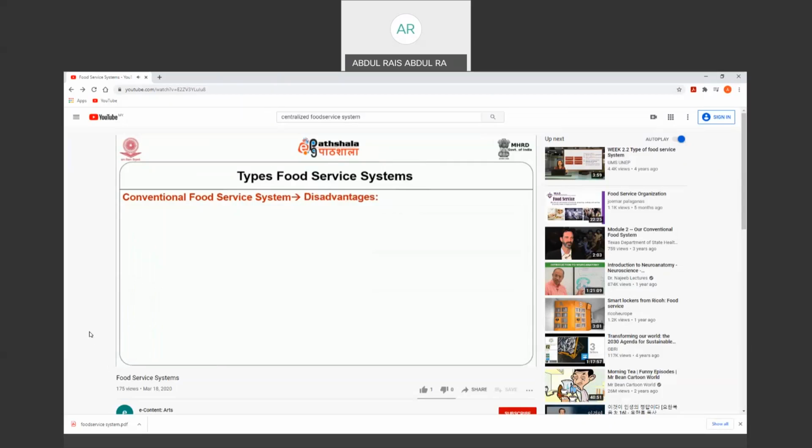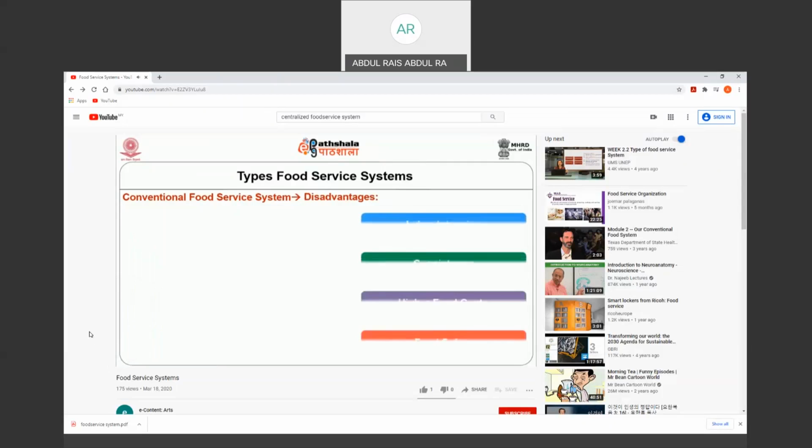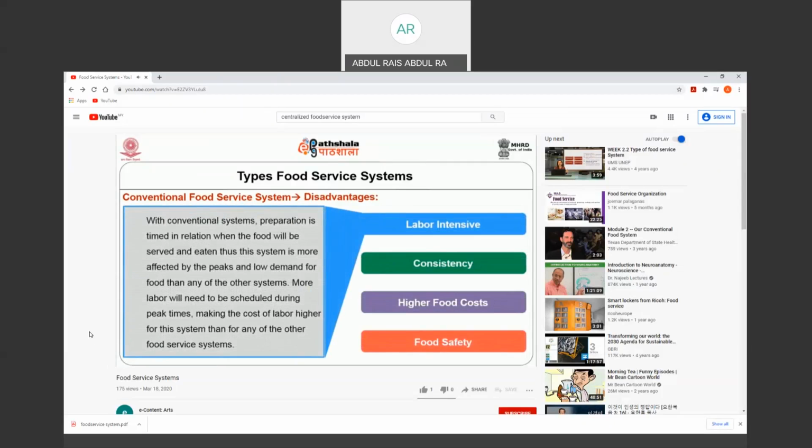This system also has its own disadvantages. The system is labor intensive. With conventional systems, preparation is timed in relation to when the food will be served and eaten, and therefore the system is more affected by the peaks and low demand for food than any of the other systems. More labor will need to be scheduled during peak times, making the cost of labor higher for the system than for any of the other food service systems.